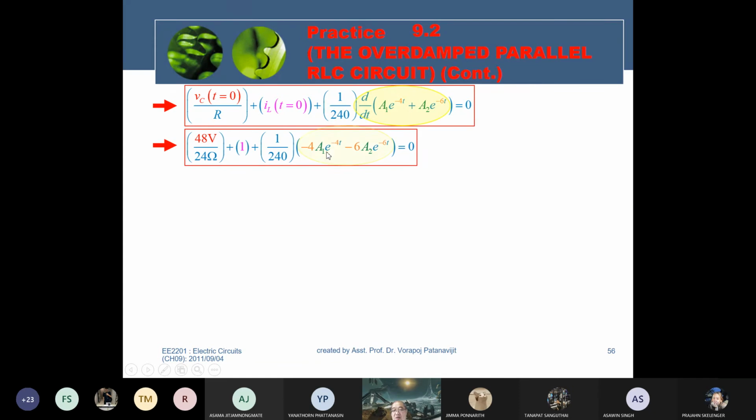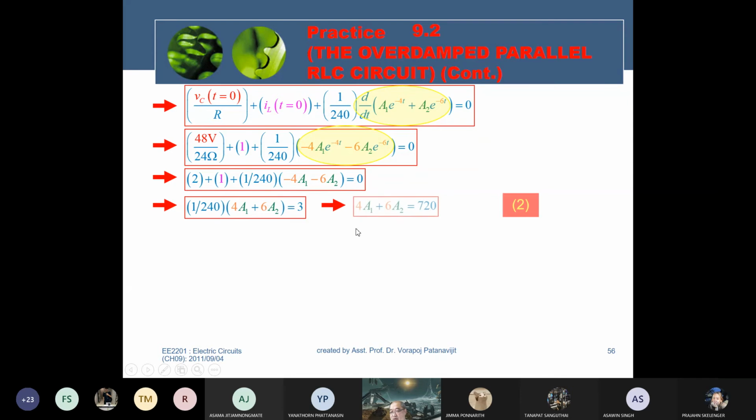minus 4 A1 e^(-4t) minus 6 A2 e^(-6t). And we use the initial condition equal to 40x. Substitute them, and you get the second equation here. Simplify this equation, you get 4A1 plus 6A2 equal to 720.